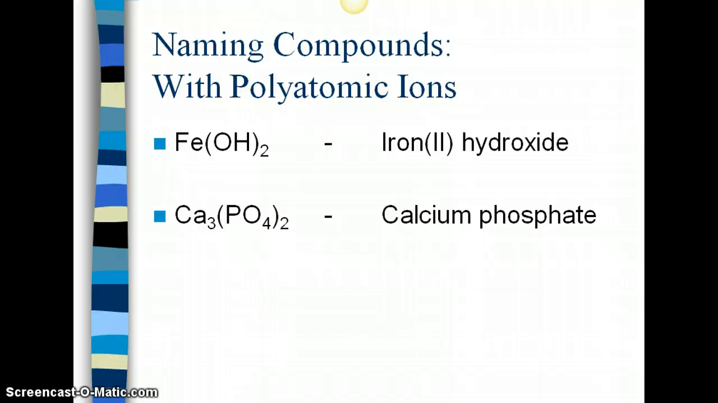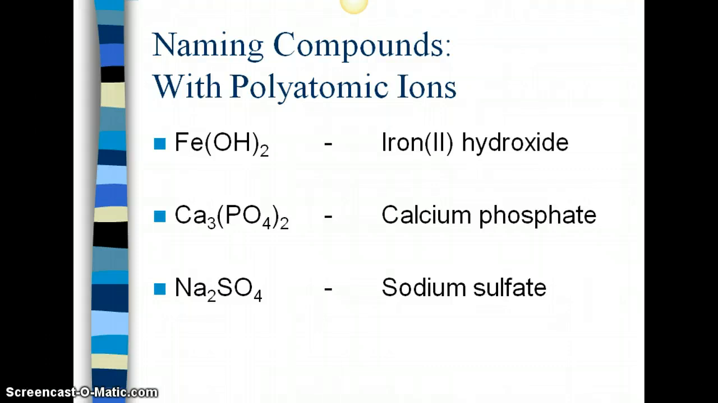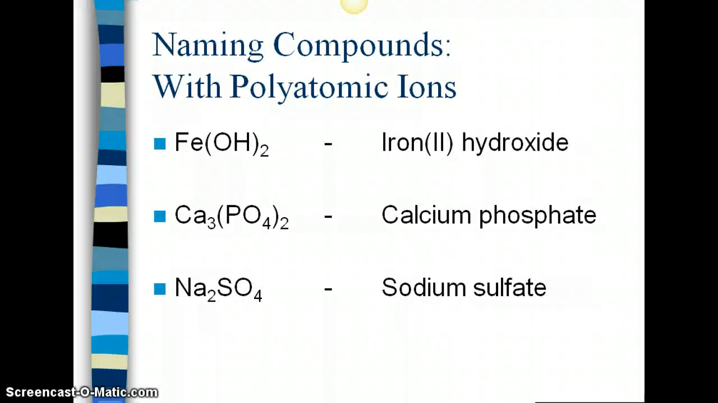Calcium phosphate, phosphate is a polyatomic ion, and you leave it the way it is. Sodium sulfate, and you just leave the sulfate the way it is. You don't change the ending. So polyatomic ions are probably the easiest to write because there's no change in its name. This will end our naming compounds, and it also is the end of Chapter 5 notes.